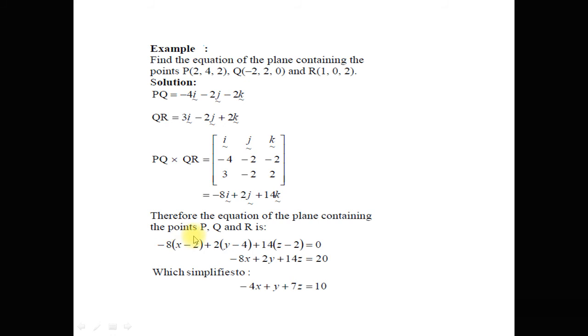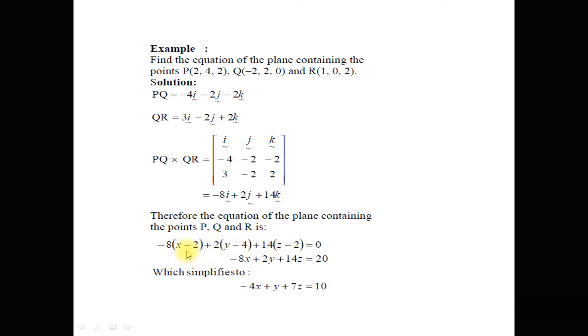So A into x minus x naught, minus 8 into x minus x naught, the x naught value is 2, plus B, the value of B is 2, y minus y naught, the value of y naught is 4, plus C, the value of C is 14, z minus z naught, the value of z naught is 2. So this is the standard form of equation of plane.